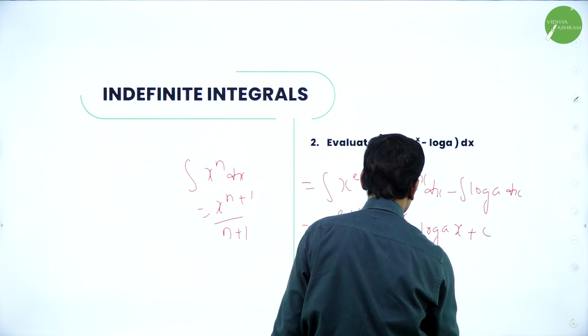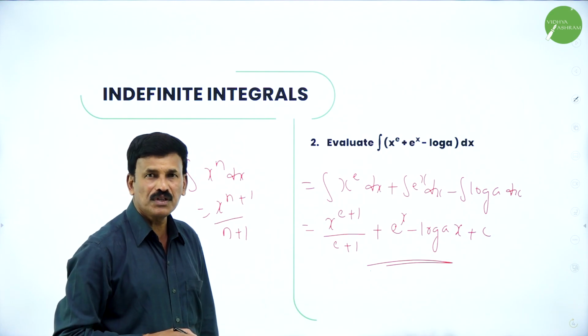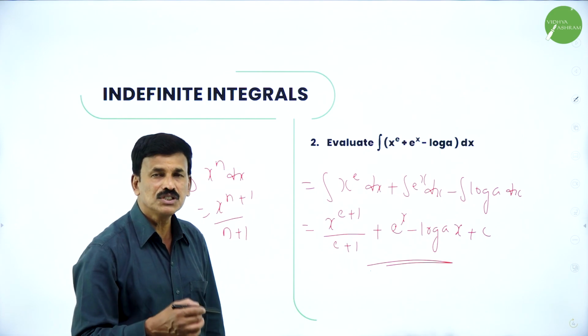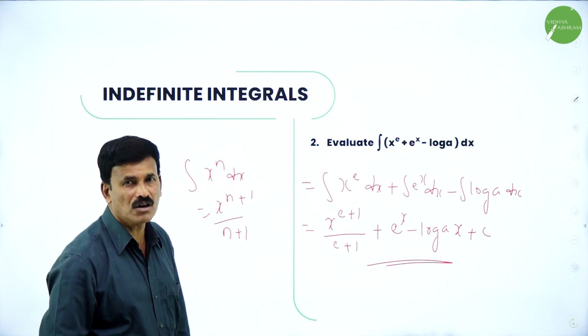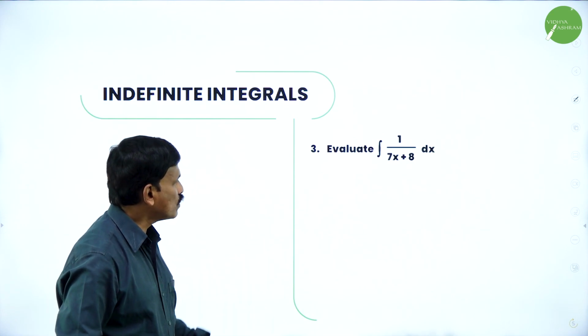is x plus c. So the integrated answer is x to the power of e plus 1 by e plus 1, plus e to the power of x, minus log a into x, plus c. Now you may expect this for 2 marks. Now move on to the next problem.